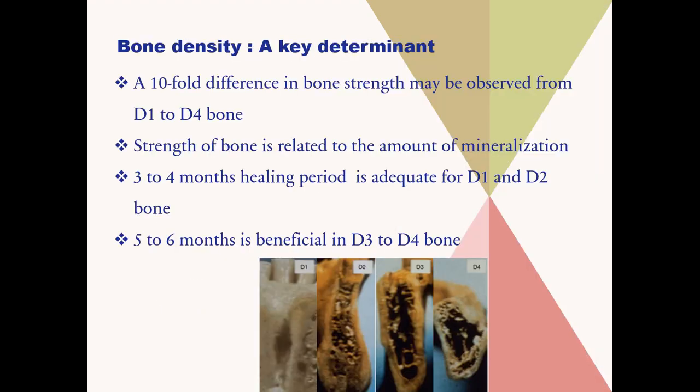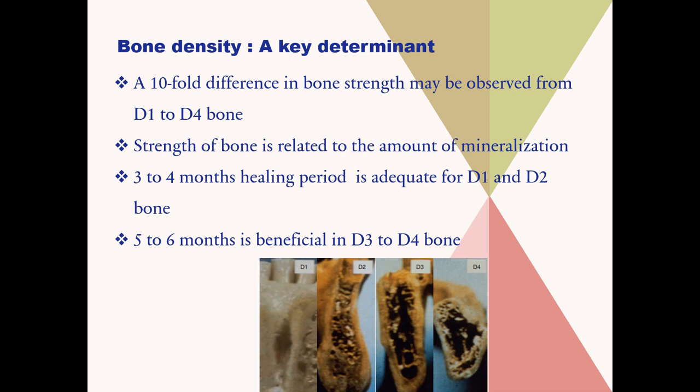Next, let us discuss the bone density, which is a key determinant in implant treatment planning. So the diagnosis of bone density in a potential implant site is very important for the implant success, as it is related to the strength of the bone, the modulus of elasticity, the percentage of bone implant contact, etc. So we have already discussed the different types of bone densities as per the Misch classification, and there is a tenfold difference in bone strength that is observed from D1 to D4.